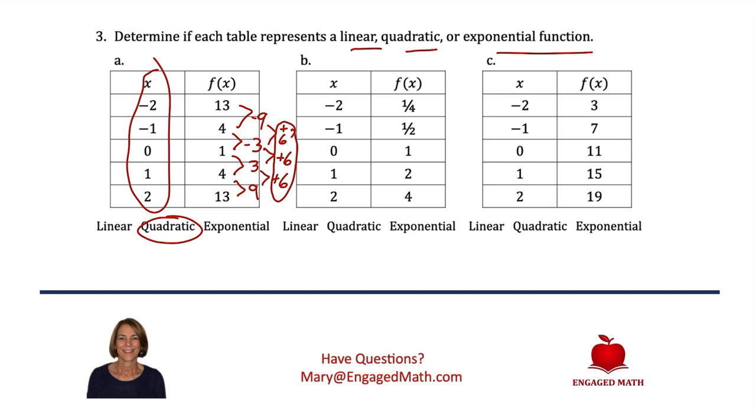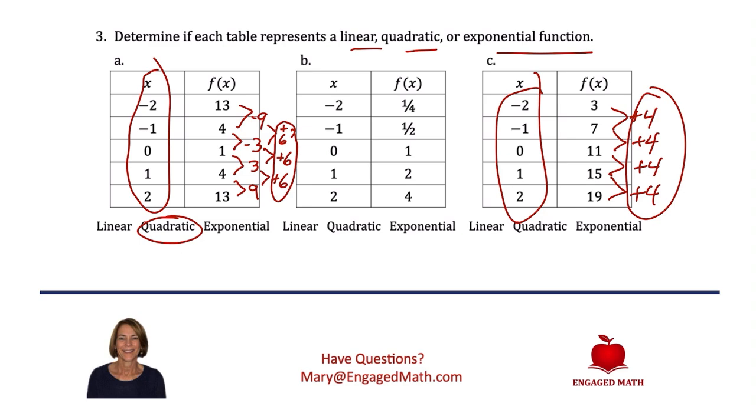Okay, let's skip B for a minute and let's go to C because we're going to do the same thing. The x values are going up by 1 every time. The y value here is going up by 4, so +4, +4, +4, and +4. Since at the very first level of differences between the y values, we see that they're all the same, +4 in this case, that tells us it's first degree or linear.